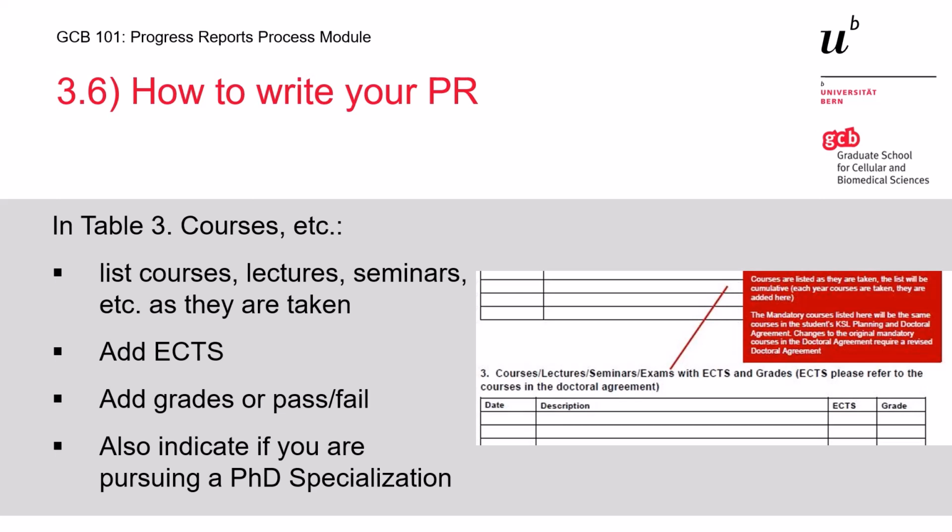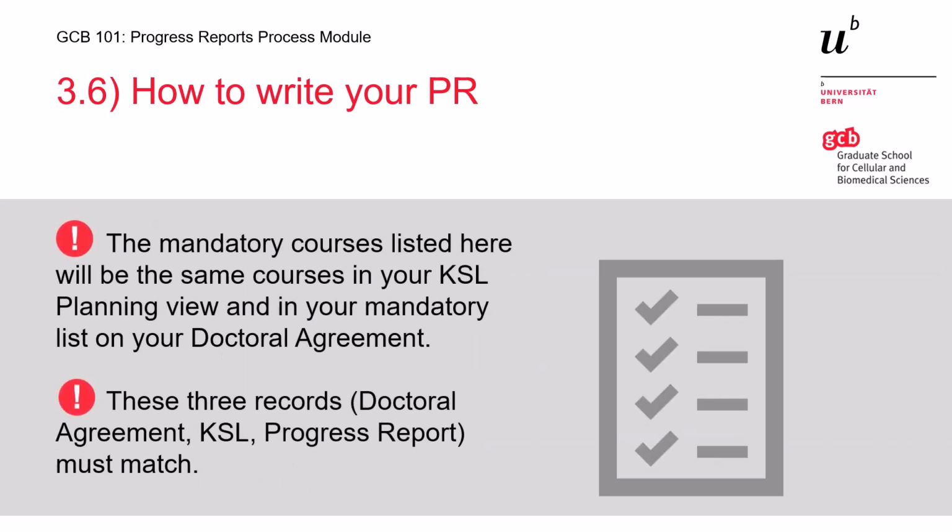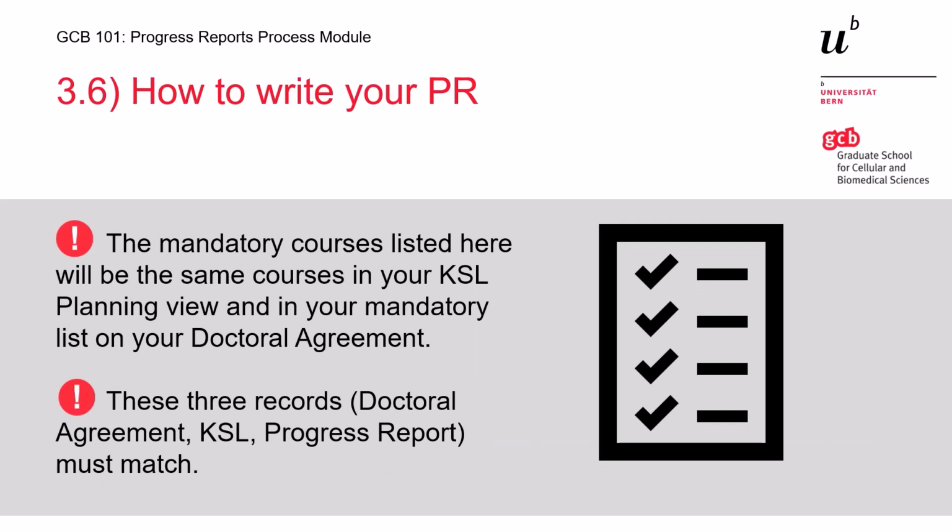Any courses being applied to and which also fulfill the specialization requirements should be listed and marked with a star. The mandatory courses listed here will be the same courses in your KSL planning view and in your mandatory list on your doctoral agreement. You will include the scientific integrity lecture here. Any mandatory course fails must be included here. These 3 records, your doctoral agreement, your KSL and your progress report, must be identical. This is a prerequisite to being allowed to defend your theses.